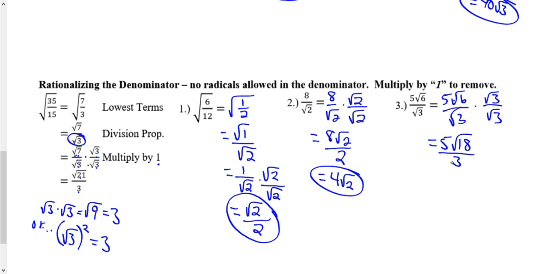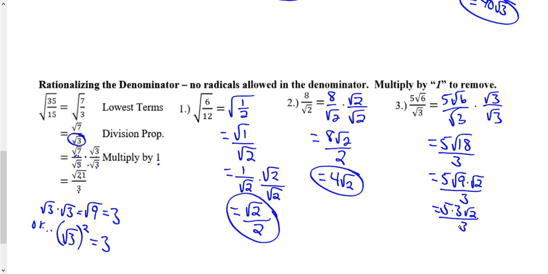What's the biggest perfect square factor of 18? 9. You always want to look and see, is there a perfect square factor under there? So this could be rewritten as 5 times the square root of 9 times the square root of 2 over 3, which equals 5 times 3 square roots of 2 over 3.